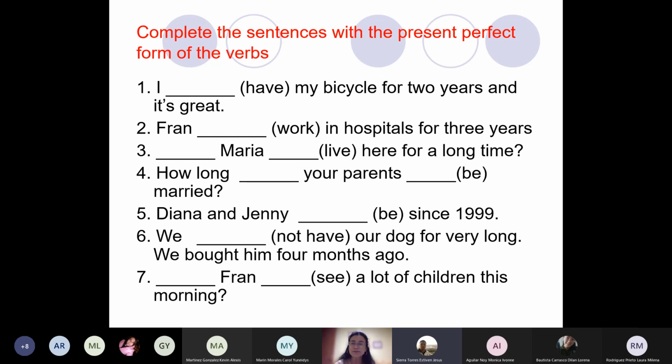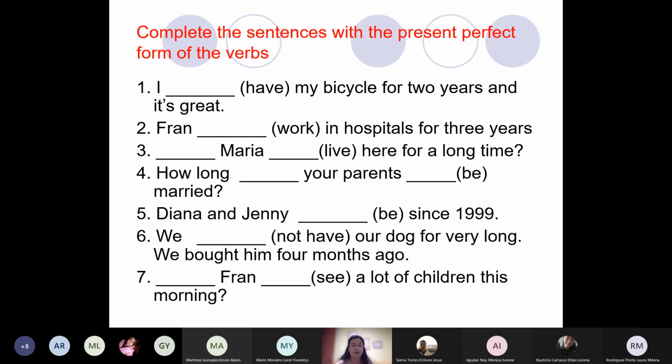Okay, very good, Steve. Now, number 5. Diana and Jenny since 1999. Diana and Jenny, how do you complete using the present perfect? Who wants to try? Nicole, continue. Okay, Andrea Juliana, after Nicole. First Nicole and then Andrea Juliana.